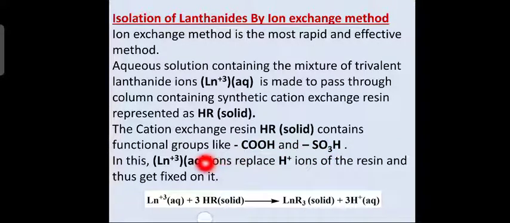Now the lanthanide ions, that is Ln3+ ions, replace the H+ ions of the resin and thus get fixed on it. You can see the equation here: Ln3+ in the aqueous form combines with 3HR, the solid resin, giving LnR3. That means the hydrogen ions of the resin are replaced by lanthanide ions, so you get the product LnR3 solid, plus 3H+ in the aqueous form.